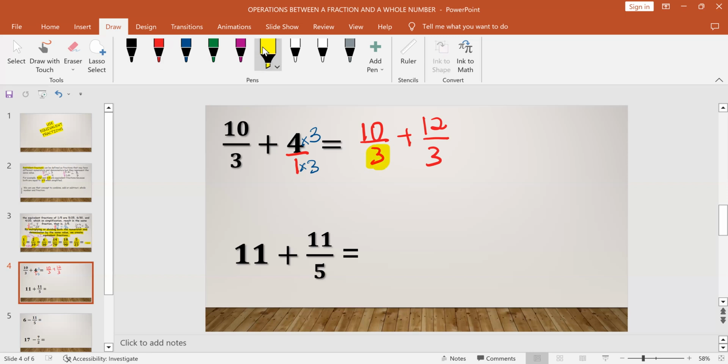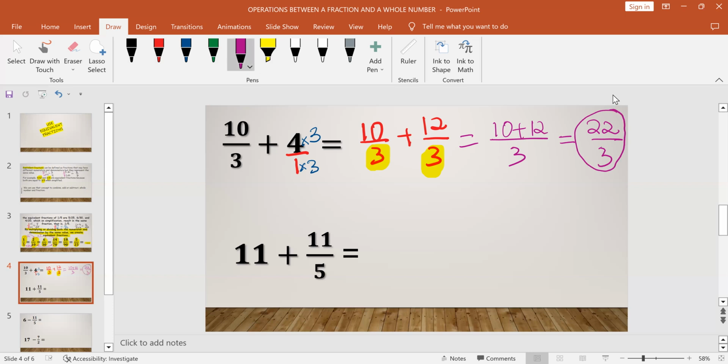And because both fractions have the same denominator, we're going to have 3 in the denominator, and we combine the top, which is 10 plus 12, and we get 22 divided by 3. Can we reduce 22 over 3? No, because there is no number which goes into 22 and at the same time into 3, except 1. That's why you have to leave it in this form.